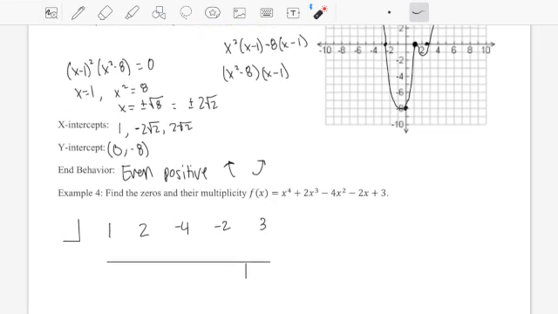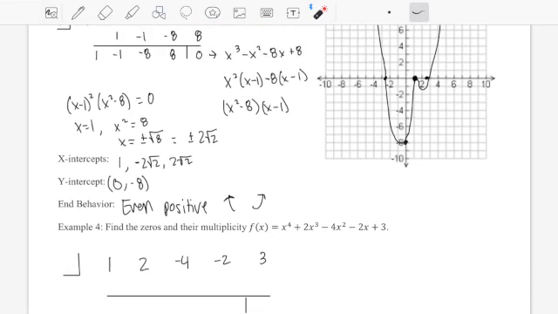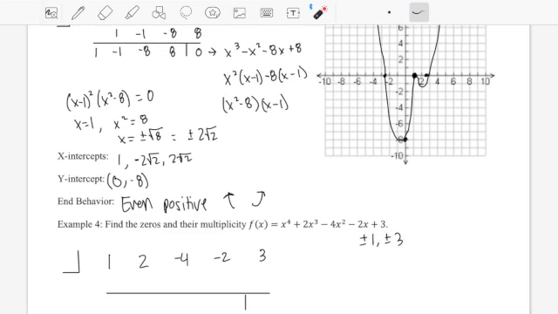Okay, next example here, it just wants me to find the zeros and their multiplicity. Well, let's see what our possibles are. Our p is 3 and our q is 1. So we only have 2 choices here, plus or minus 1, plus or minus 3. So I always like to start with a 1 and see.